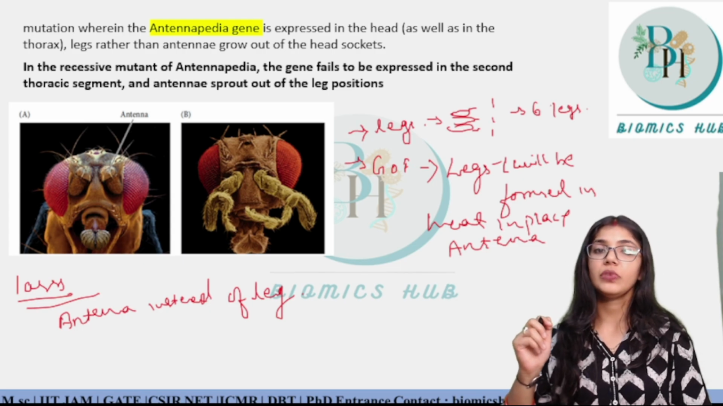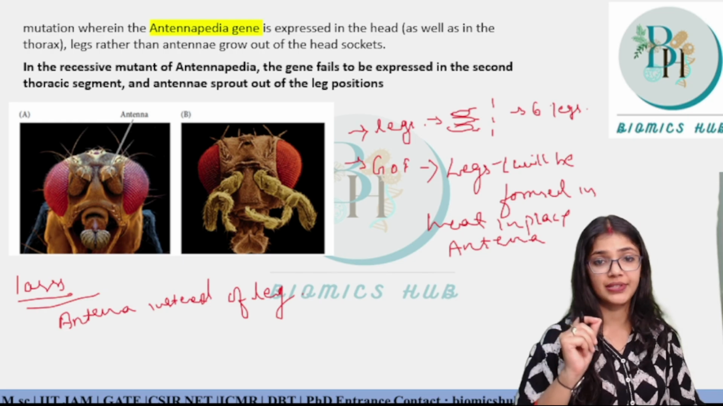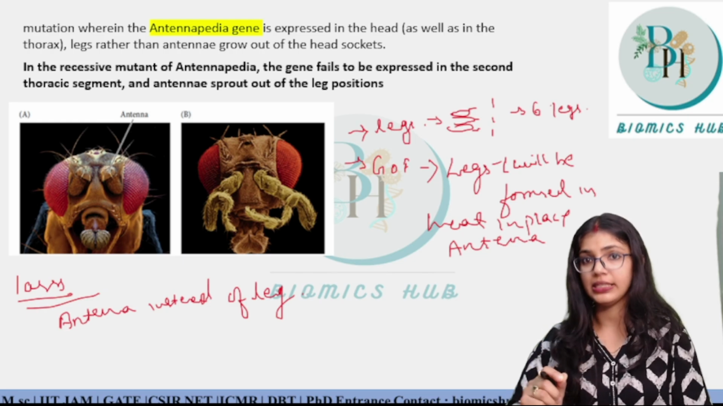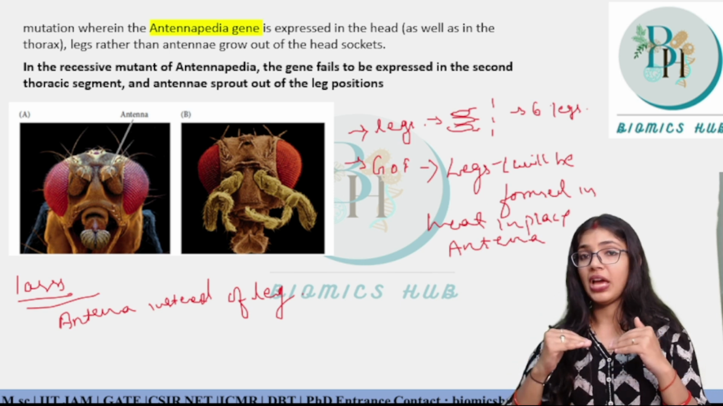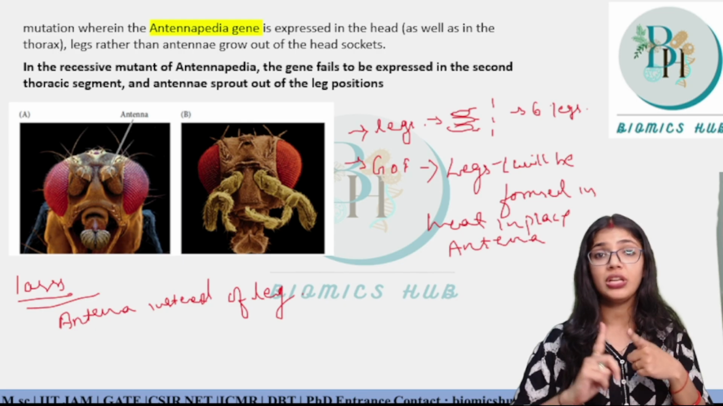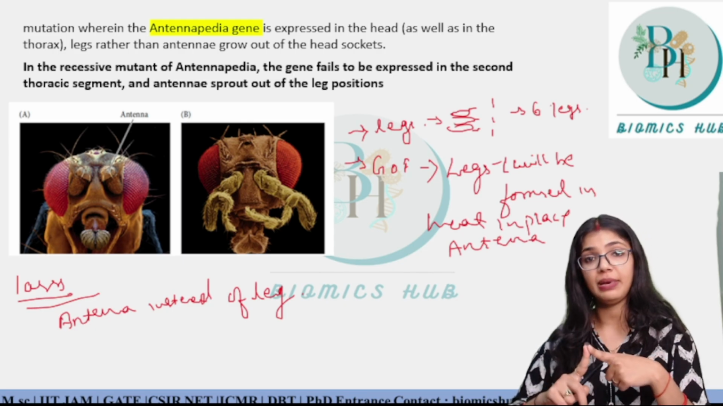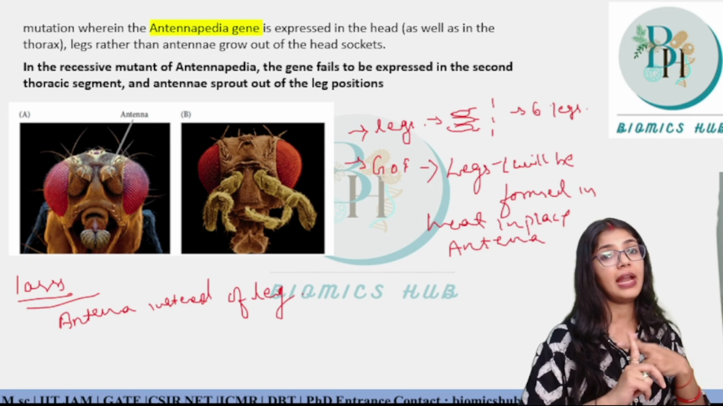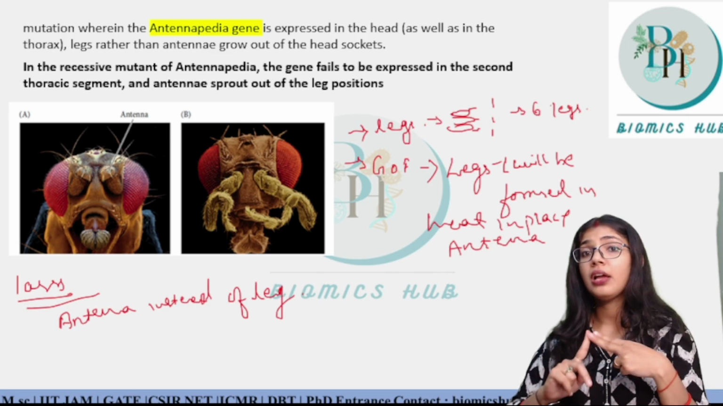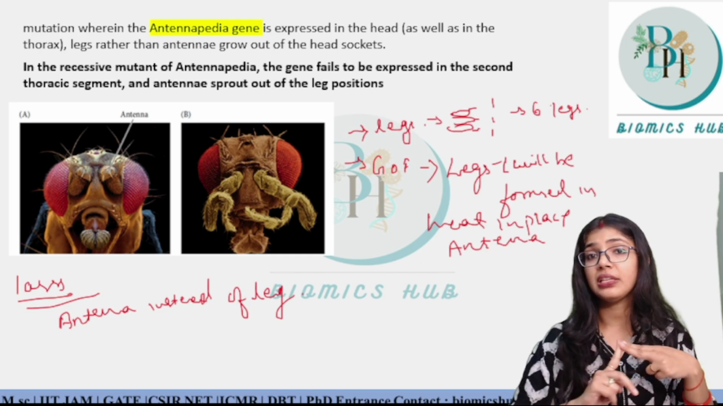So what we have discussed about the homeotic selector gene: what the homeotic selector genes are, and what will take place if there is mutation of the homeotic selector gene. We discussed two conditions: the mutation of ultrabithorax and the mutation of the antennapedia complex. I hope you have understood this video and you can solve the questions asked in the CSIR Life Science examination.